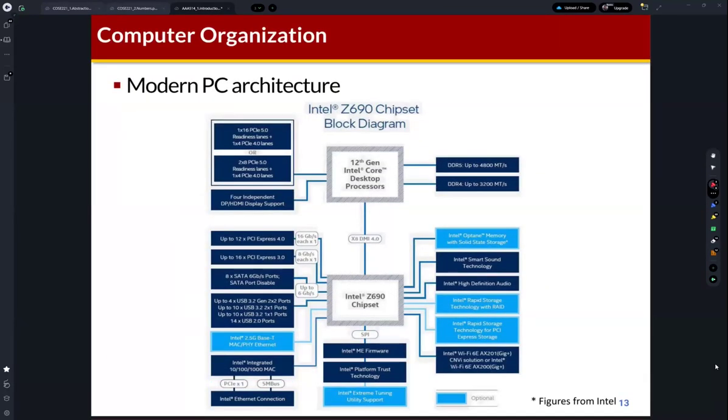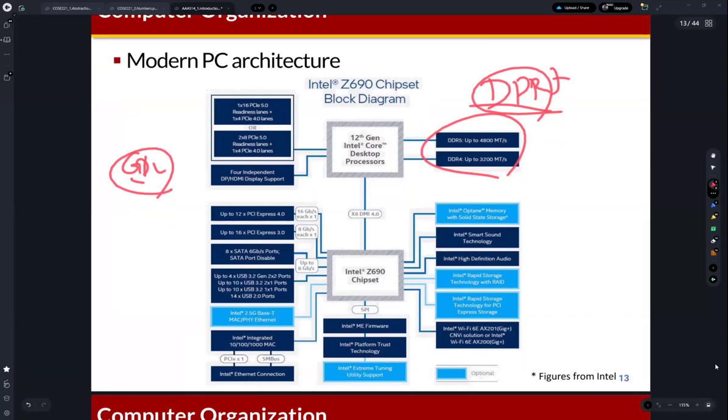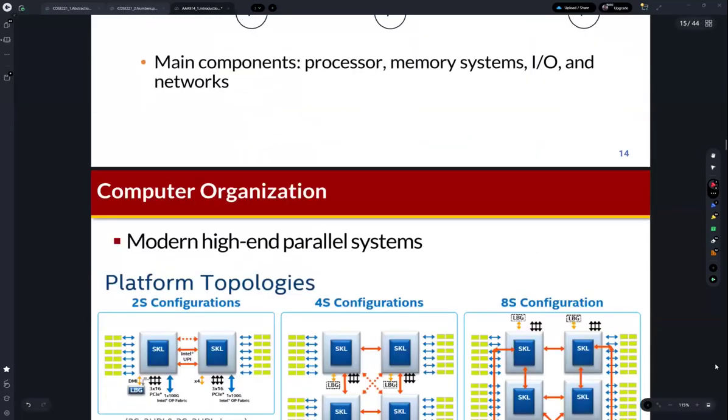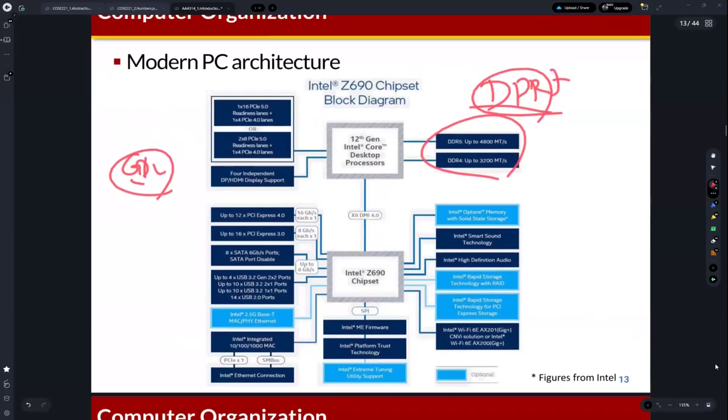So this is the G690 chipset. It's a modern, more recent chipset. It's DDR5, but the architecture is nearly the same. The DDR5 is connected, and then the GPU is also connected. So it's very similar. So this is the organization of the personal computer system.